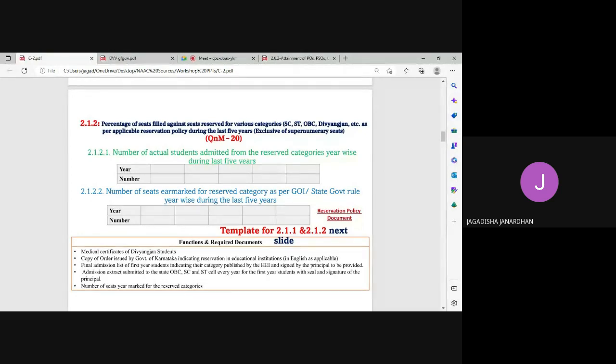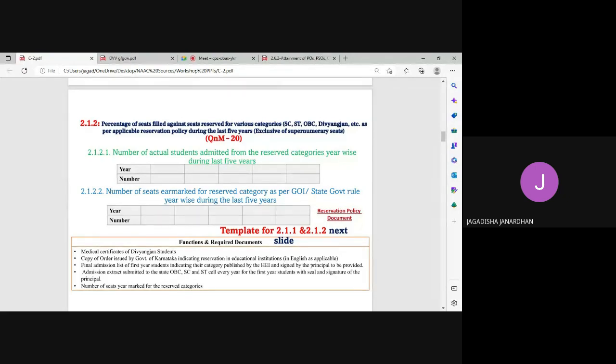Hence my request, kindly know the reservation policy. As of now, 15% for SC, 3% for ST and 32% including Divyangan is for OBC. So if you have a Divyangan student, 4% you can keep as allocation for them. Then the remaining 28% will be for OBC. If Divyangan students are not available, then the complete 32% will be awarded for OBC. So this type of seats will be allocated. Here many of the confusions will be there.